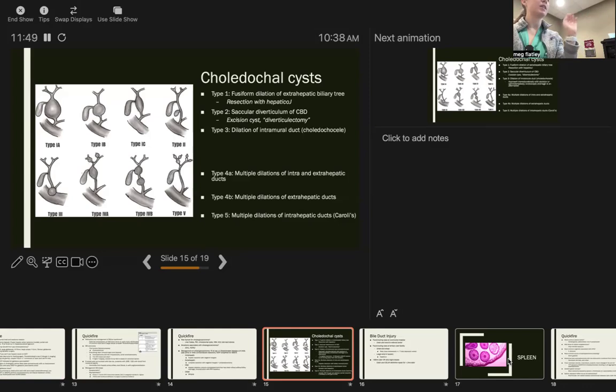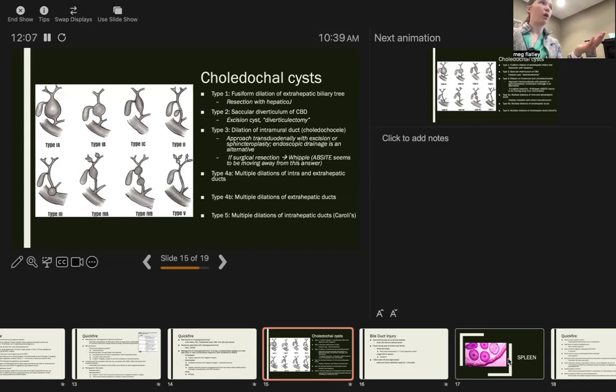For a type 3, this is commonly referred to as a choledochocele. There's things that we do in practice, and there's things that I think are testable. Goey, what would you do? Yeah, so you can attempt a transduodenal resection. There's some thought that maybe an endoscopic drainage may be an alternative. However, the surgical approach to this would be a Whipple. In an evolving area such as this, I think the ABSITE is going to make it very obvious and not give you 3 of these to choose between.